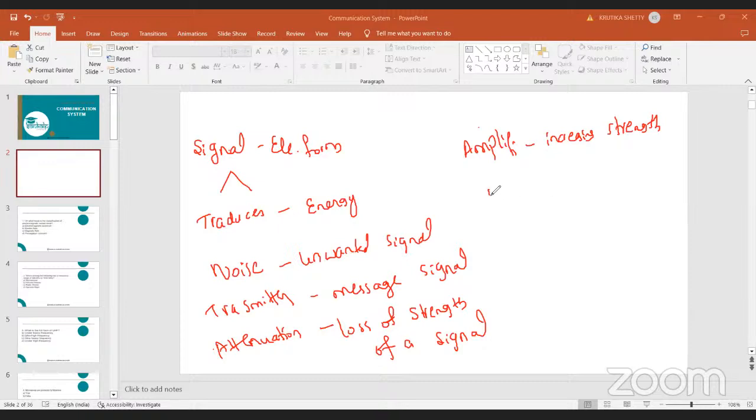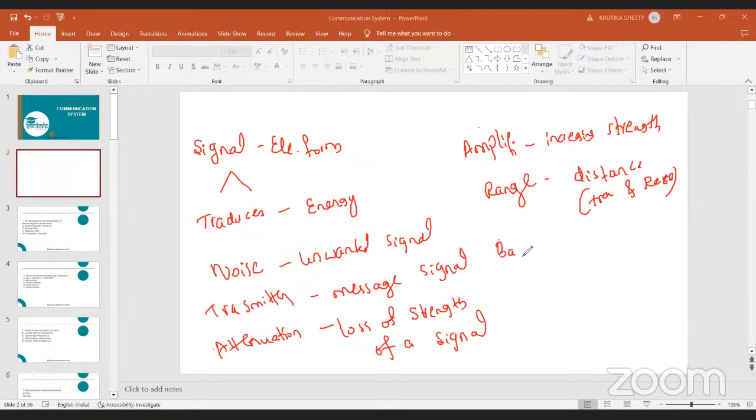After that, here we have range. How do we define range? It is the largest distance between the transmitter and the receiver. Between the transmitter and the receiver, the largest distance is called the range. The range is the largest distance between the transmitter and the receiver.